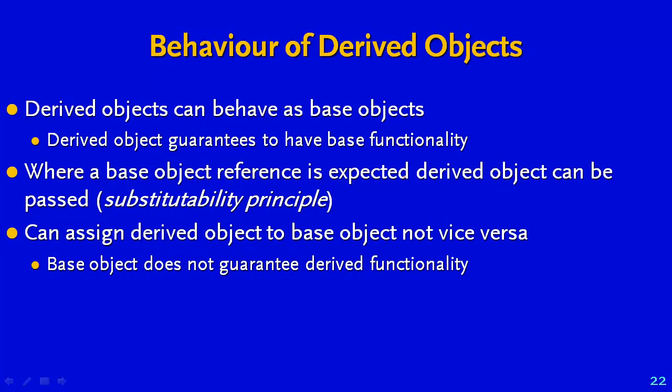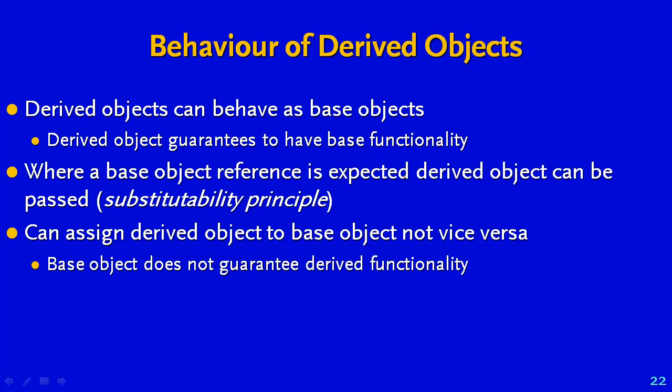Okay. Behavior of the derived object. Once I've created an object of a derived class, as I've said before, because of the is-a relationship, the derived objects behave as base objects. They also have more behavior, but they still behave as a base class object. A credit account is still an account. Why? Because a credit account has all the functionality of a normal account.